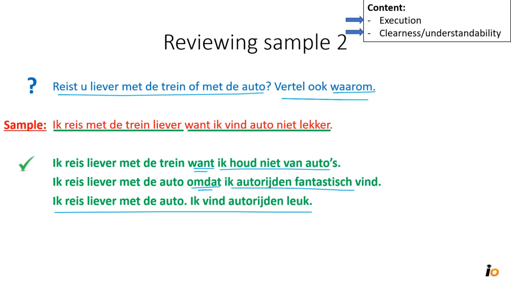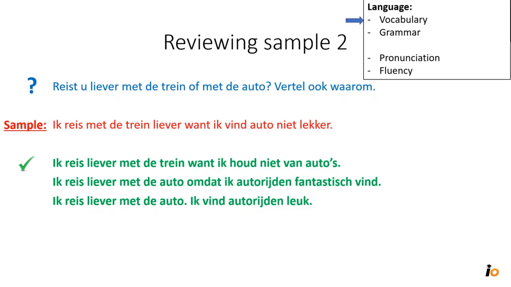So I would say for the execution of the exercise, this is fine and it passes, and the clearness and understandability is also okay. There is a nice use of the conjunction want, so this person understood that that's what you do when the question is with waarom, with why, you can answer it with want. So I would say for content, this is fine, and we can move on to the language part of the grading.